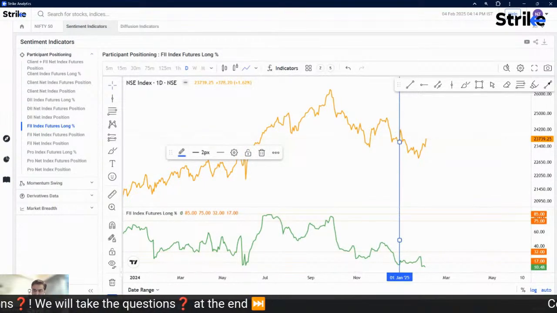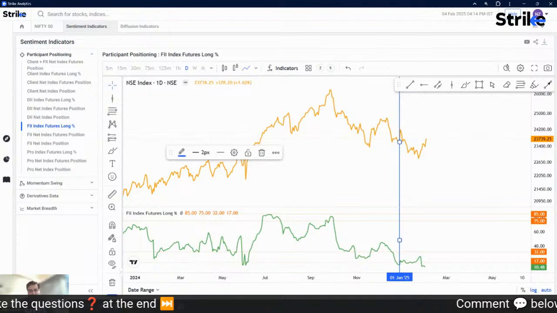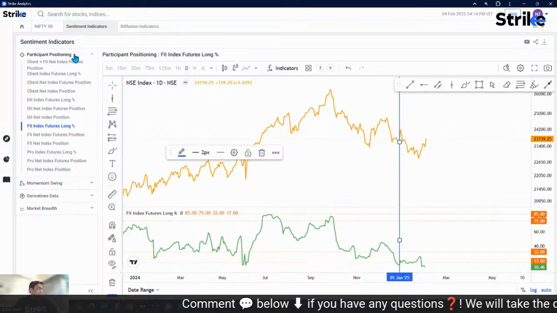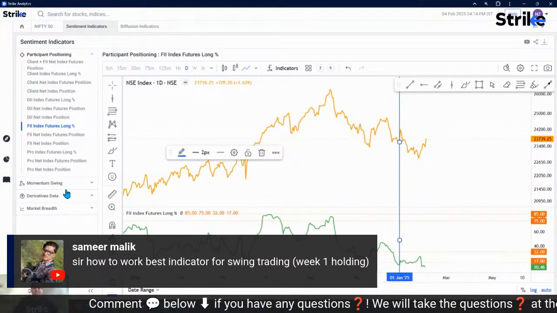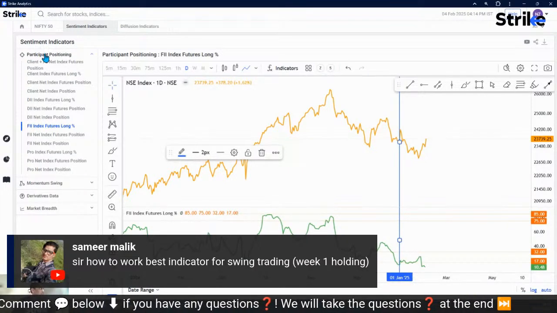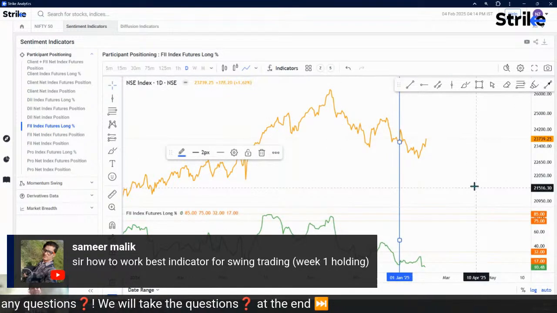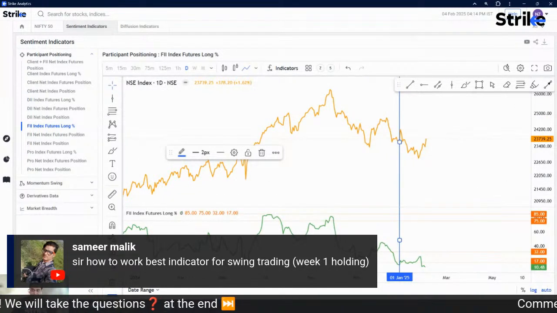Sir, how to work best indicator for swing trading? Okay, so that will be for short term, Samir. Have a look at it. We'll look at all these indicators, and then we will sum it up. I will share with you what are the short term indicators, and we shall also make a template out of it. Is that fine, everyone? Yeah. All right, Sayed.